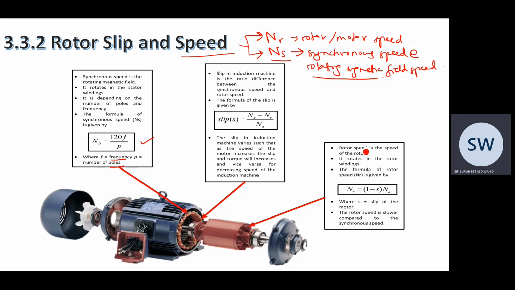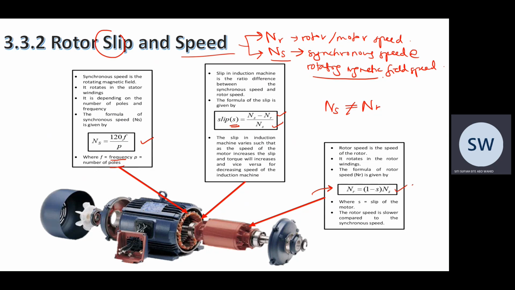Okay, for NR, you can calculate it using this formula, NR = (1 - s)NS. So what is s actually? So s is slip. So it's a ratio of (NS - NR) over NS, because NS is not the same as NR. In other machines, you also have speed of rotating magnetic field and speed of rotor, but they are the same. That one is for synchronous machine.